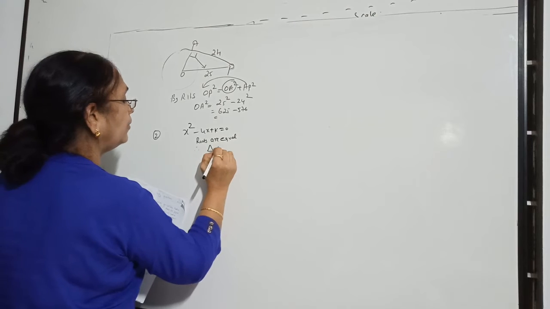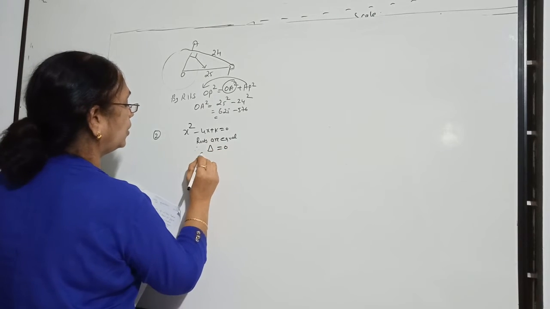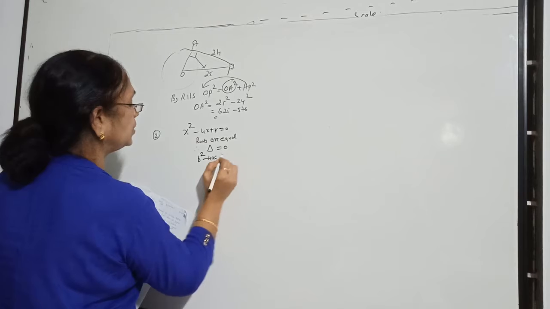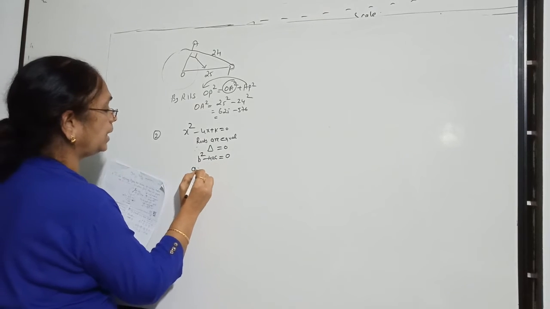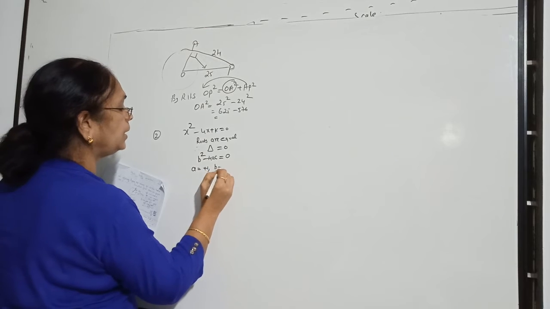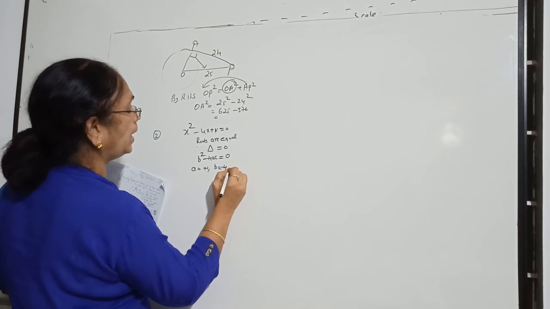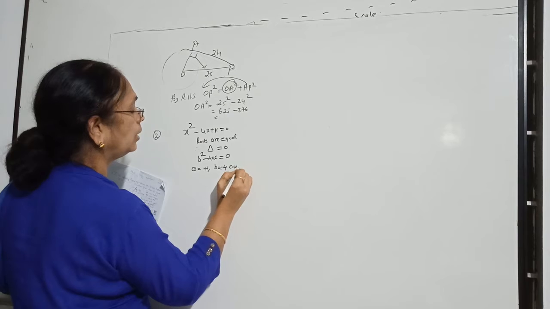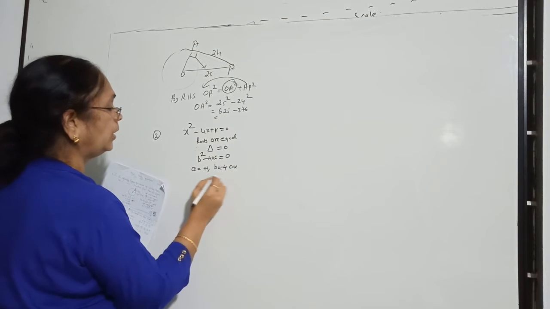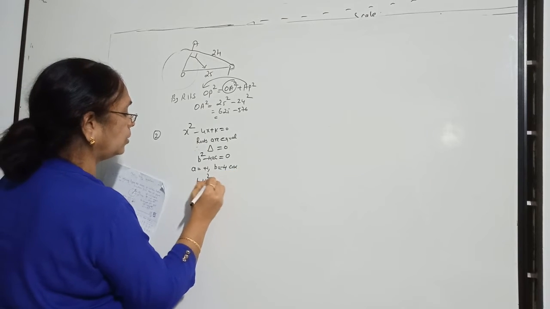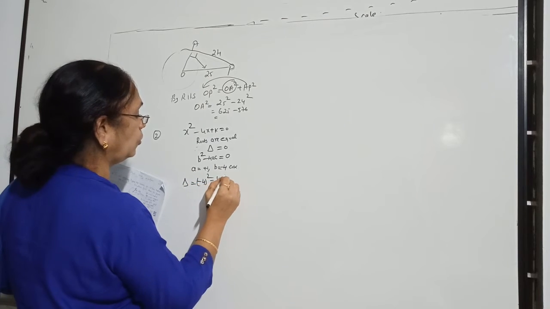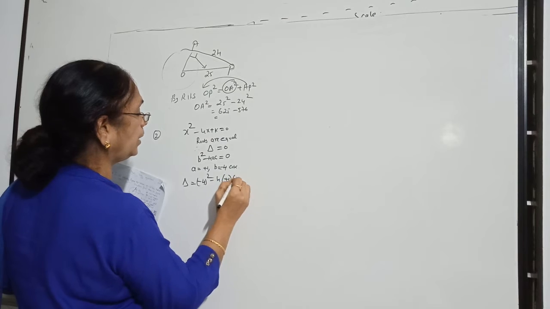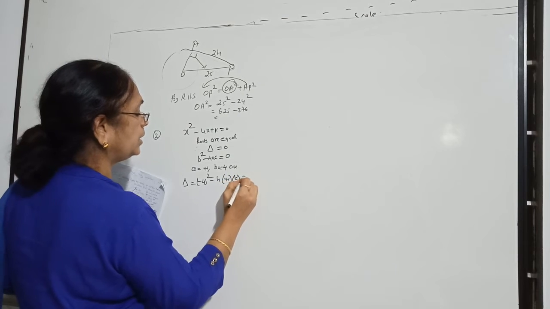Therefore, delta value is equal to 0. So now what is delta? b square minus 4ac. This should be equal to 0. Put the values. Here a is equal to plus 1, b is equal to minus 4 and c is equal to k. Then just put the values. Now b is minus 4 the whole square, then minus 4 into plus 1 into k is equal to 0.